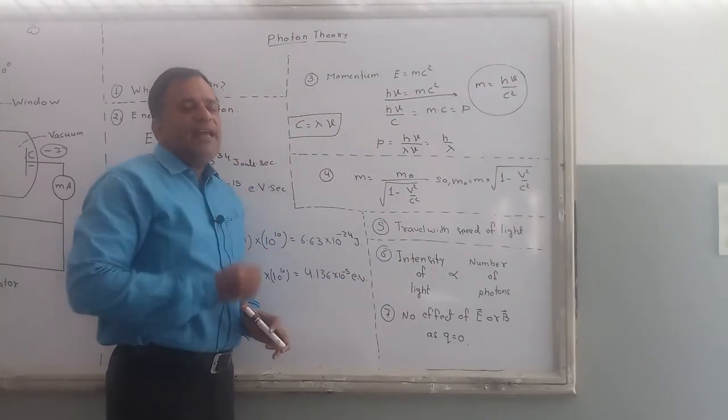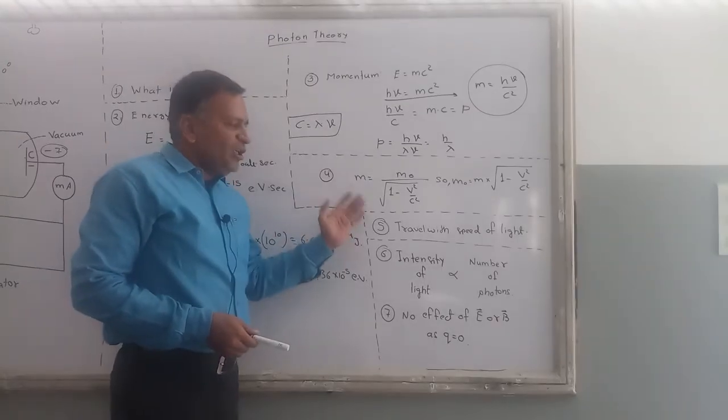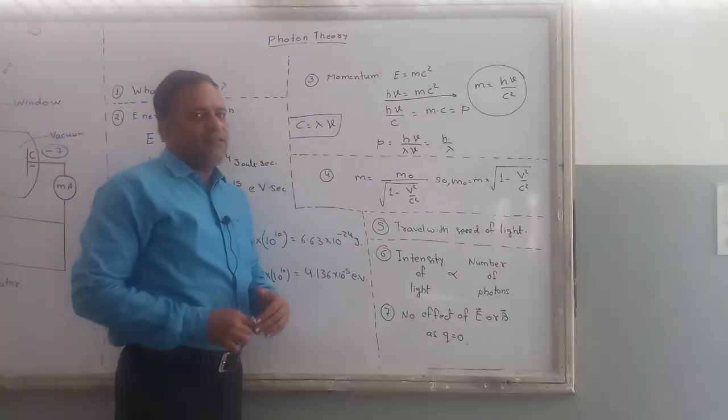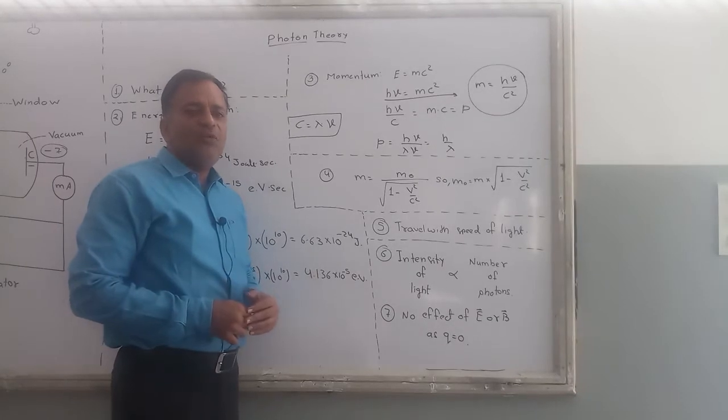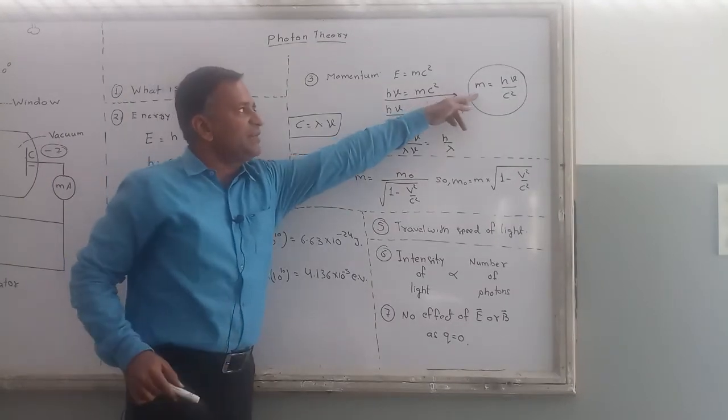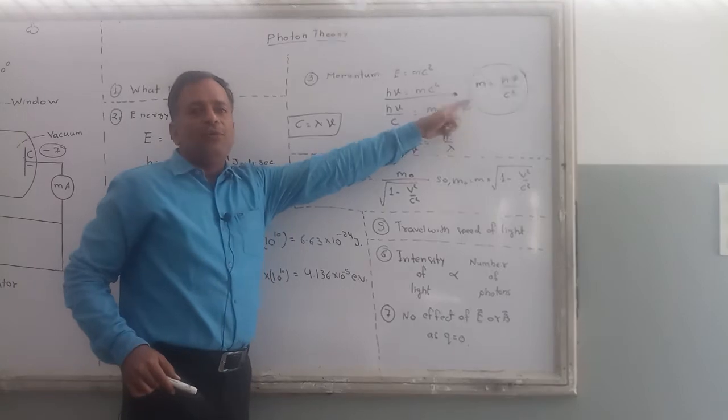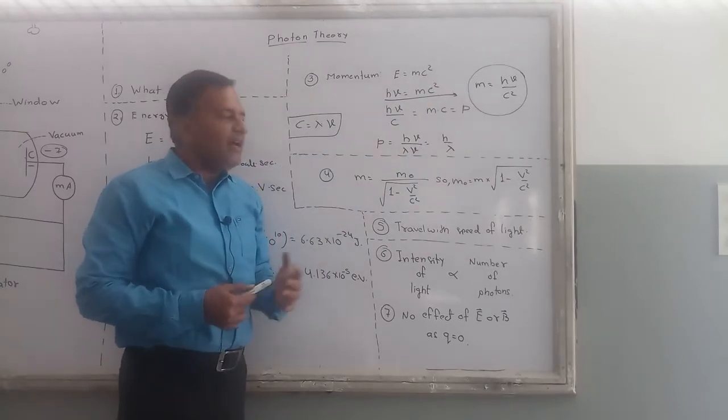But there is something else attached to it. Photons do not exist at rest. That means the rest mass of a photon is equal to 0. Then what is this mass? This is the moving mass of the photon. What is the rest mass? How to calculate the rest mass?